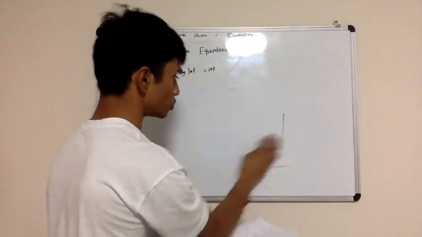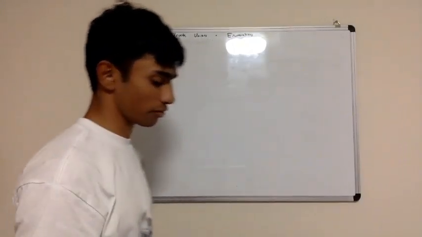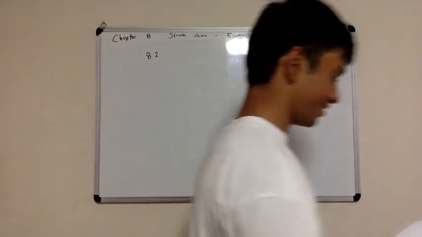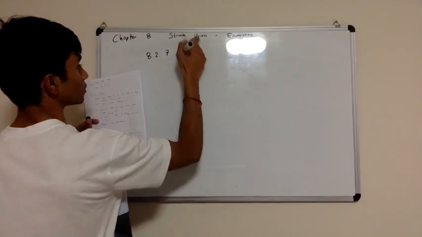We then get on to 8.2.7, which is to do with fields, or bit fields, if that's easier to follow. 8.2.7, fields.